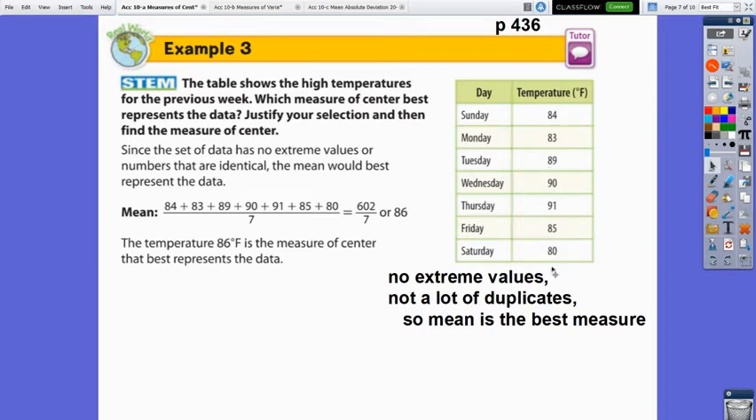So they're pretty close together. So the average is going to be fine. The mean is going to be perfectly fine for this set of data. So calculate the mean. It's 86 degrees. That's the average temperature. The temperature is basically around 86 degrees for this week.